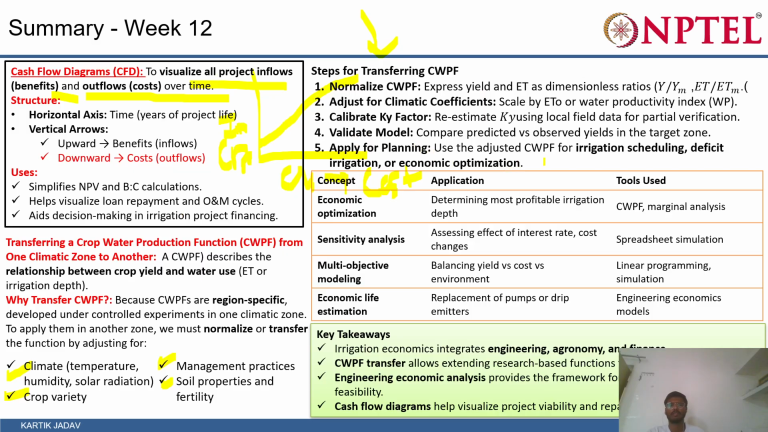So use the adjusted crop water production function for irrigation scheduling, efficient irrigation, and economic optimization. Overall, this is the concept of what we have talked about. The key takeaway is that irrigation economics integrates engineering, agronomy, and finance. Crop water production function transfer allows extending research-based functions to new climatic regions. And engineering economic analysis provides a framework for evaluating long-term feasibility.